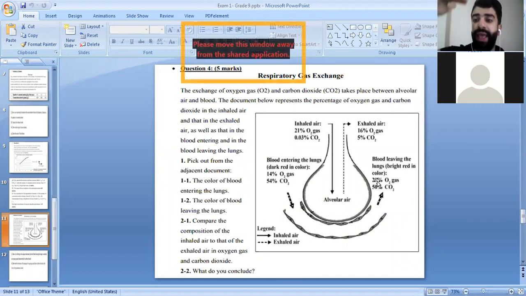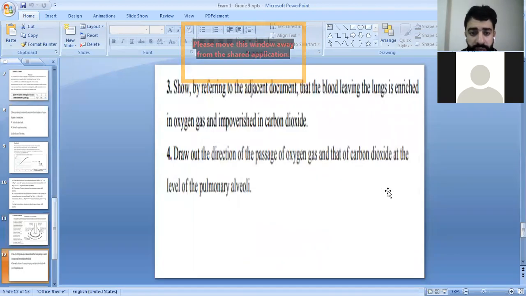While the percentage of carbon dioxide in the blood entering the lungs was 54%, that leaving the lungs is going to be 50%, so it's going to be decreased. It's going to be less than. So this means it will be impoverished in carbon dioxide.